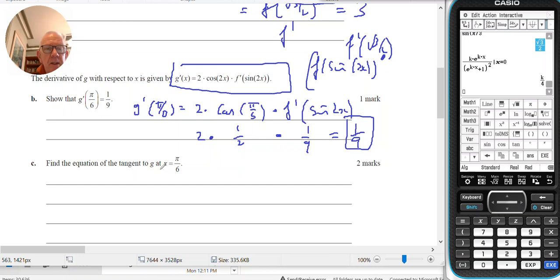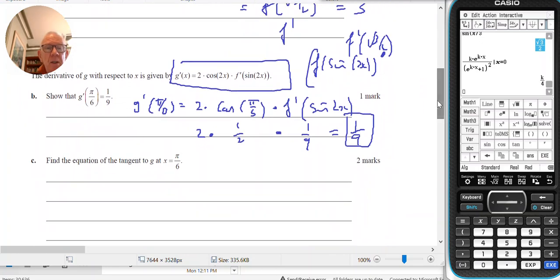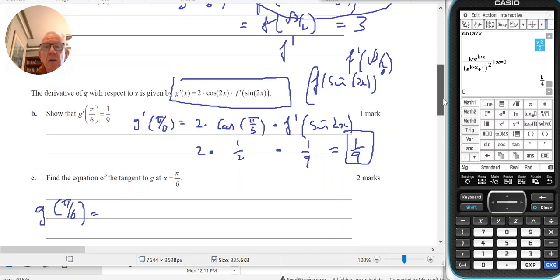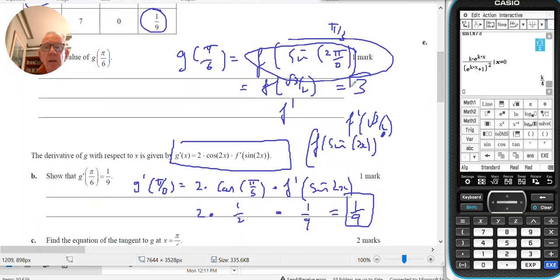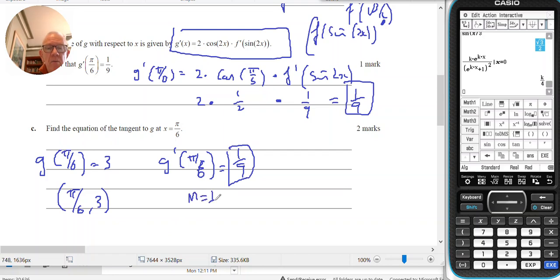Part C, find the equation of the tangent to g at pi on 6. So g of pi on 6 I know to equal 3, because I did that up here. Therefore, that's equal to 3. So I know a point. I know pi on 6 and 3 is a point on the curve, and g dash of pi on 6 is equal to 1/9, the answer from the last question, so the gradient is 1/9.